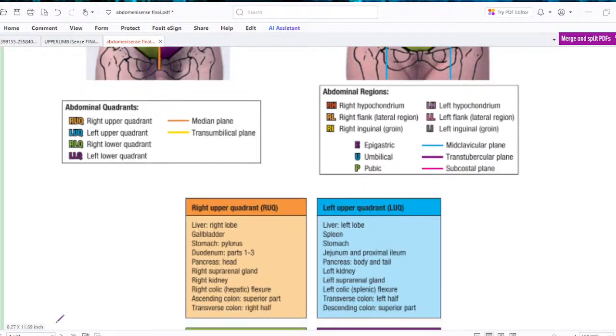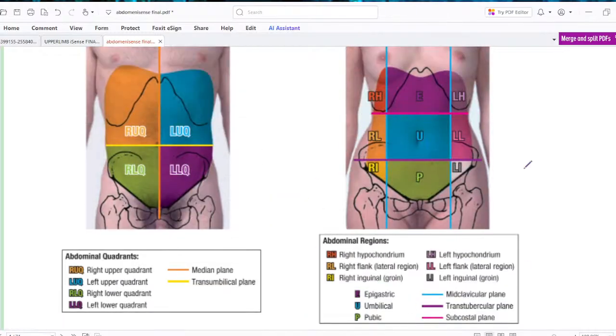Right upper quadrant. So umbilical, epigastrium, pubic, midline. And then we have the right upper quadrant, left upper, right hypochondrium, left hypochondrium, right lower quadrant, left lower quadrant, and then right iliac and left iliac. So nine regions. Right hypochondrium, epigastric.